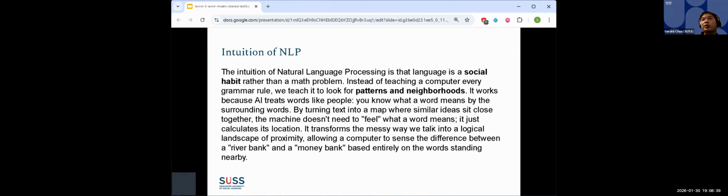Okay, so I know some people are still streaming in, so that's why I'm going through peripheral ideas around the idea of word embeddings.